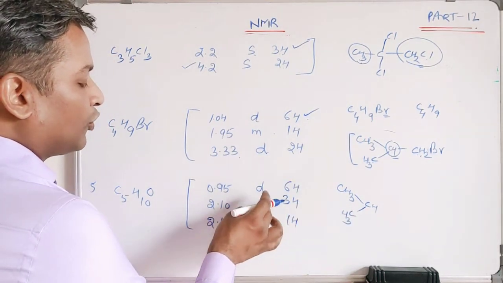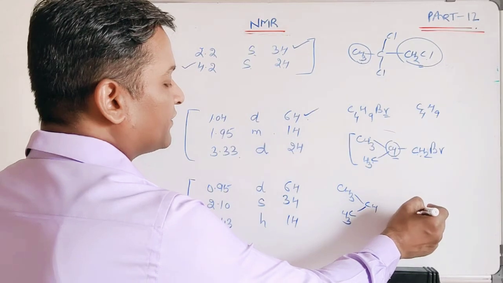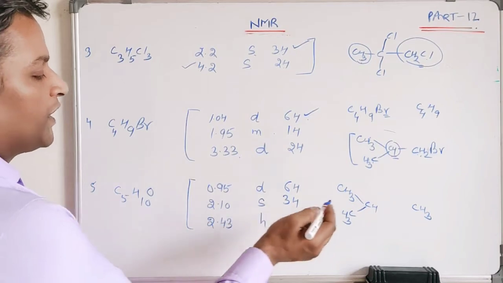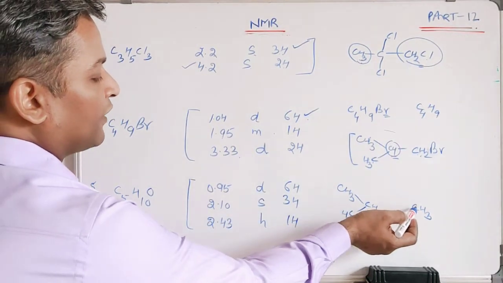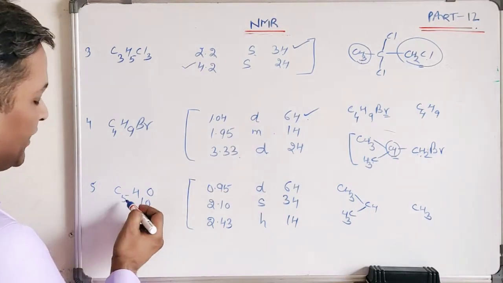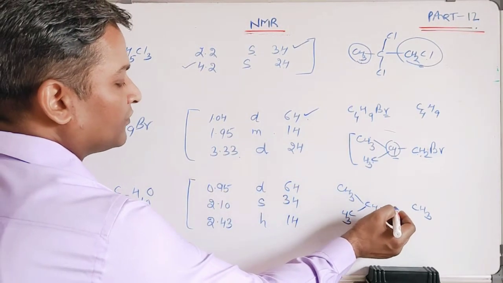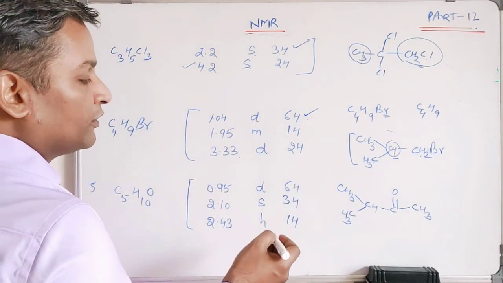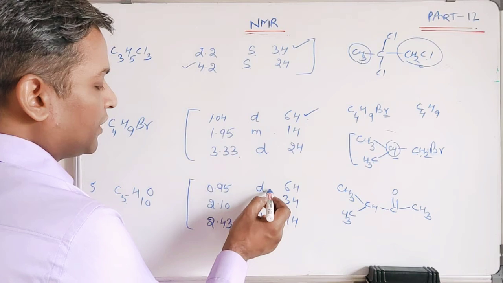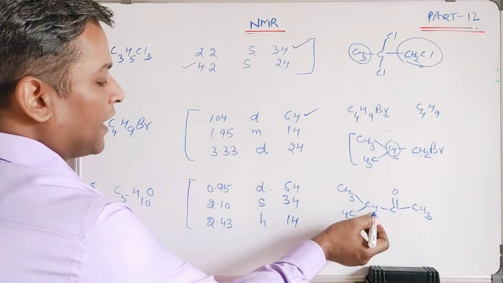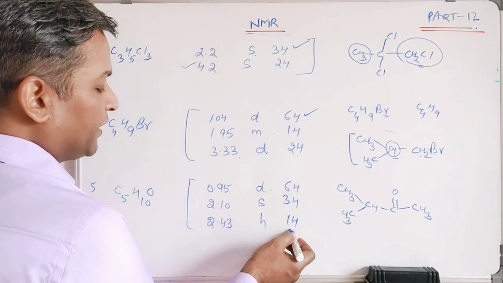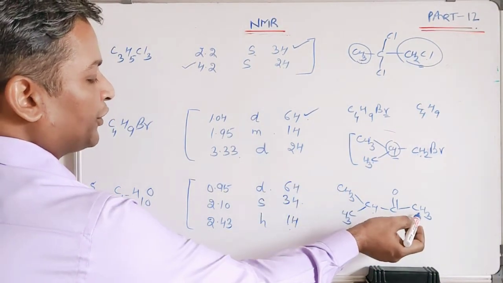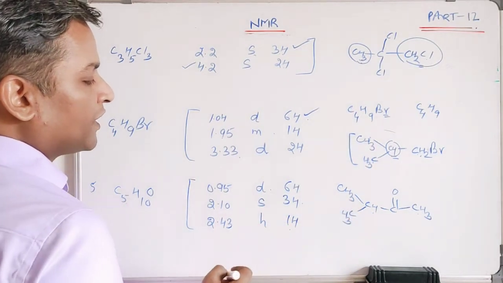Now, a singlet for 3 protons always indicates we have a CH3 attached to some group which does not contain protons. So we have accounted for 1, 2, 3 and 4 carbons, and we have 5 carbons. So if I write CO here, does it satisfy all the information? Yes, it satisfies all the information. Doublet for 6 protons, heptet for 1 proton, singlet for 3 protons. So all the information is satisfied.